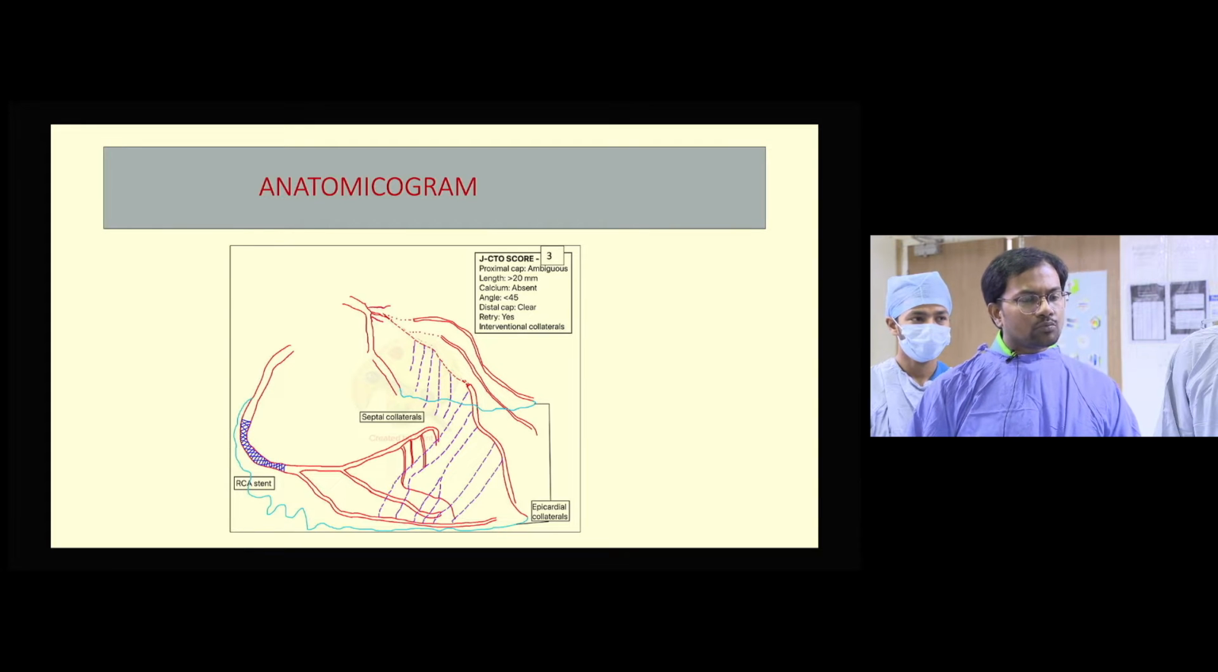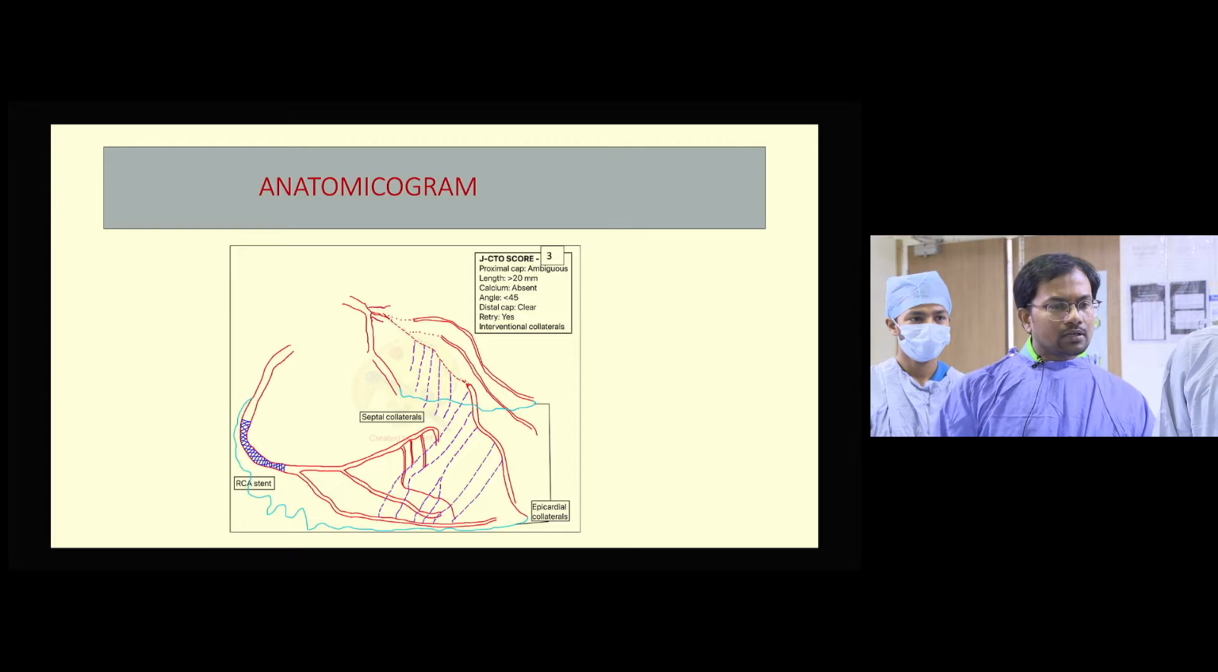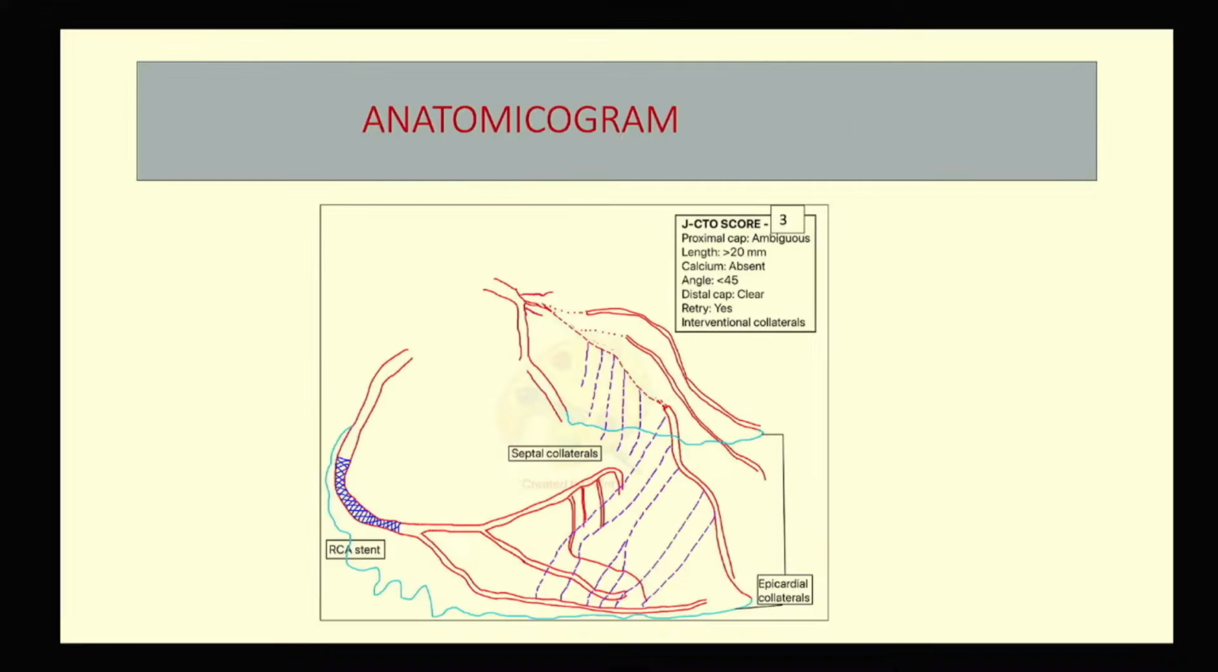Coming to the collaterals, you can see clearly distal PDA is filling retrogradely, it's giving collaterals to the distal LAD, and also you could see two epicardial collaterals coming from LCX and proximal RCA.